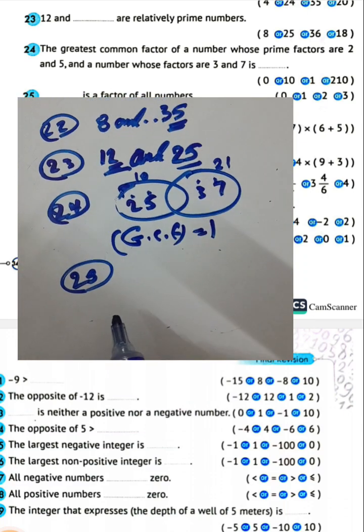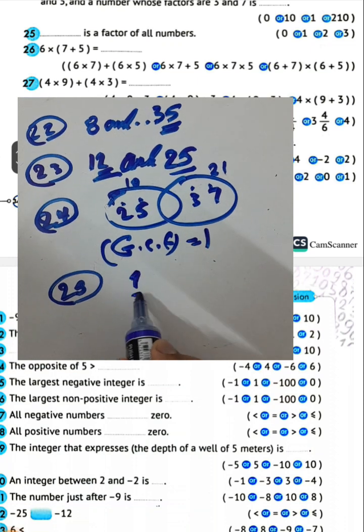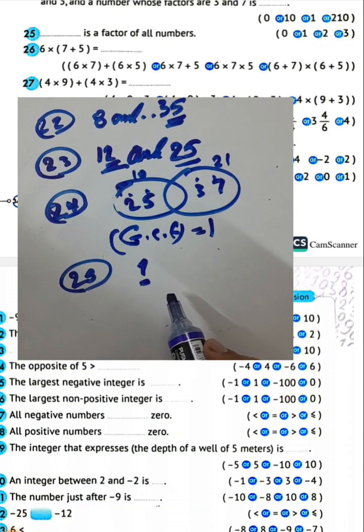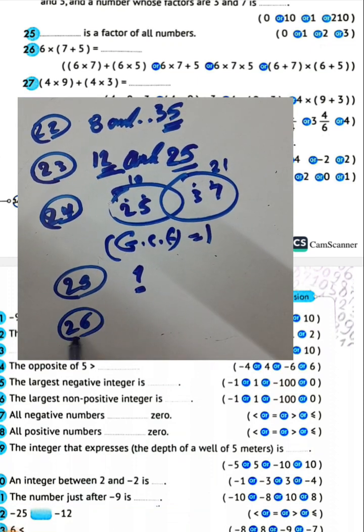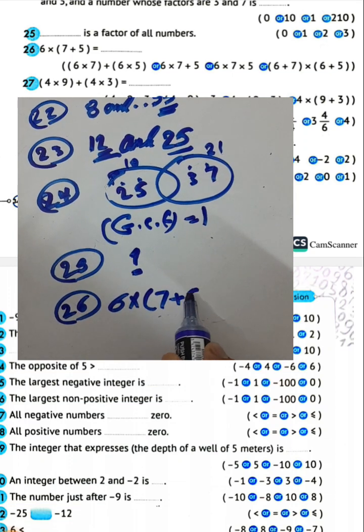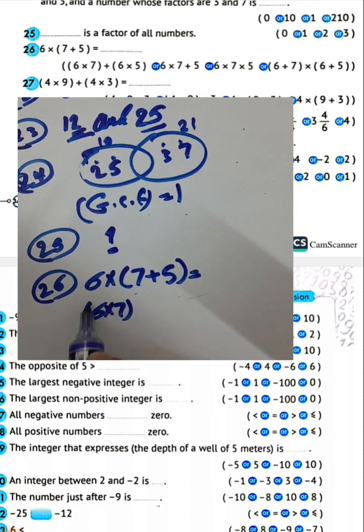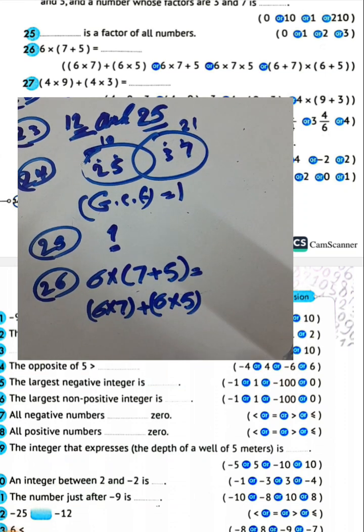And next question, 25, blank is a factor of all numbers. It will be 1. 1, we call it a factor of all numbers. And question 26, 6 multiplied by 7 plus 5. We use here the distributive property. We can write 6 times 7 plus 6 times 5, okay, using the distributive property.